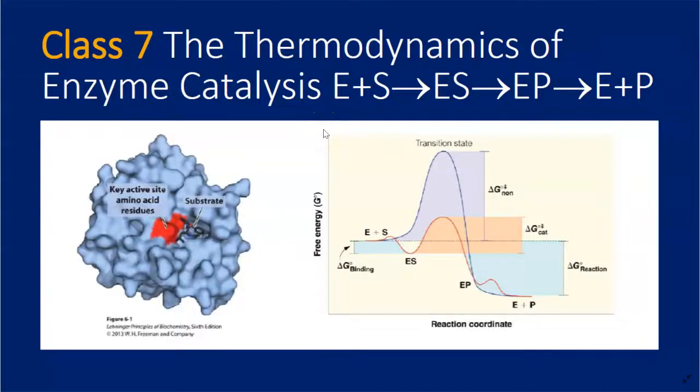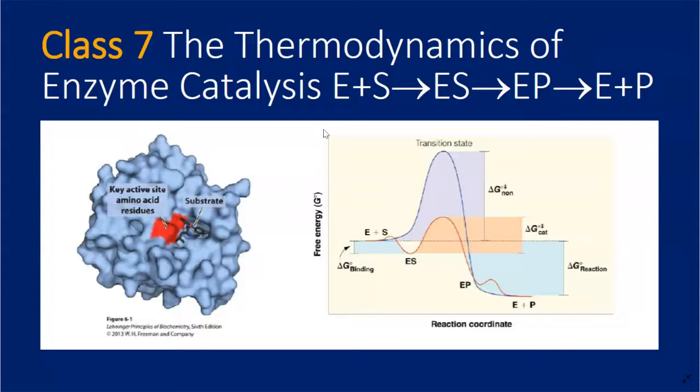Hi, this is the first video for Class 7. In Class 7 we will see how enzymes catalyze reactions. In this particular video I will discuss the thermodynamics of enzyme catalysis, and we'll look at the reaction coordinate of the enzyme plus substrate going to enzyme plus product.